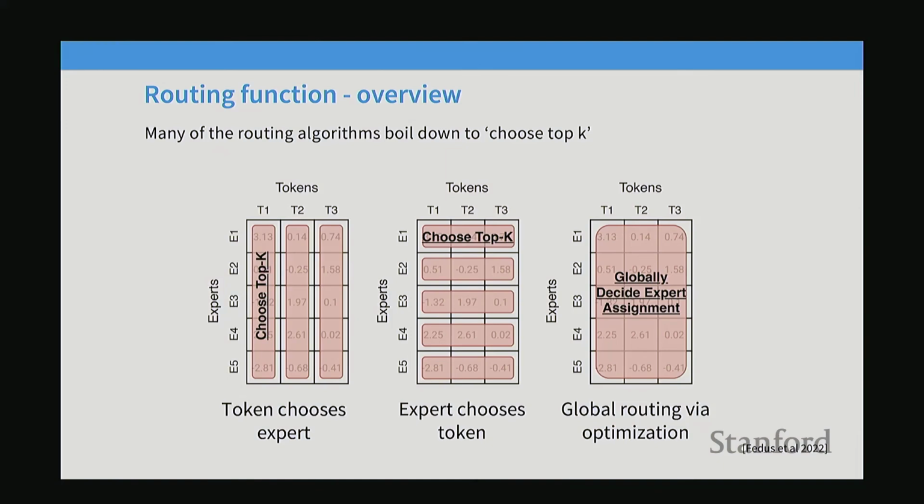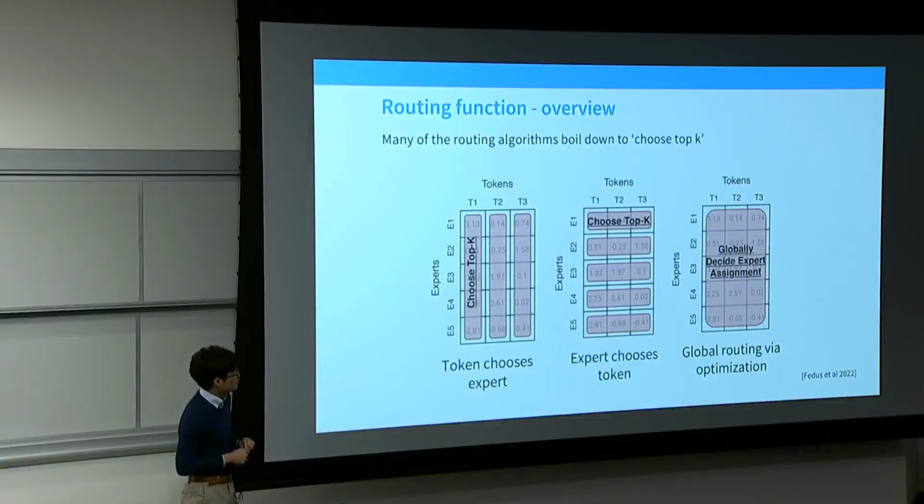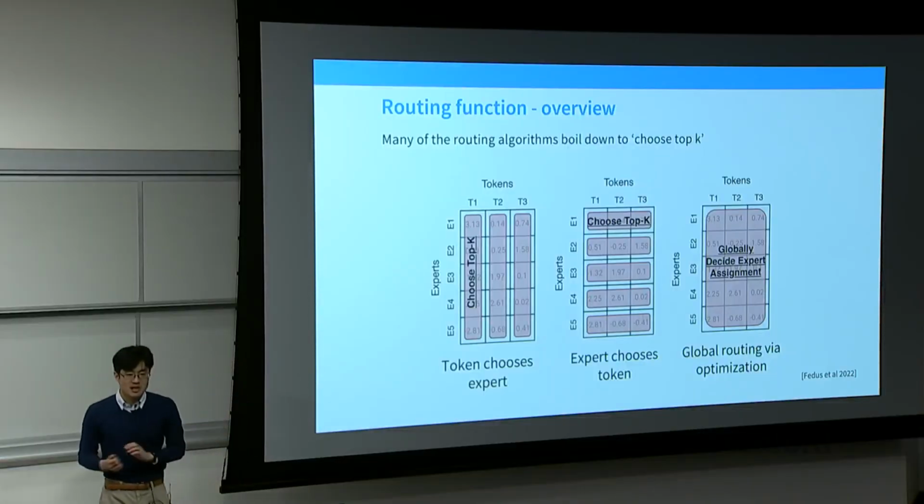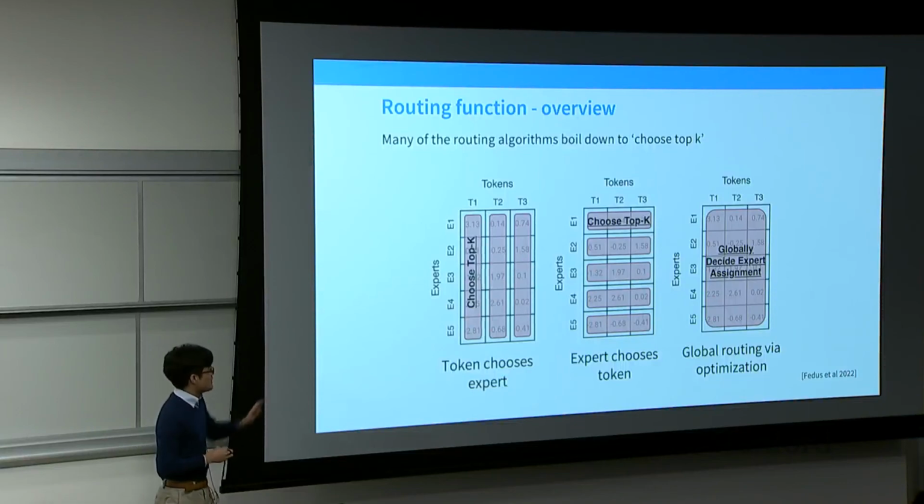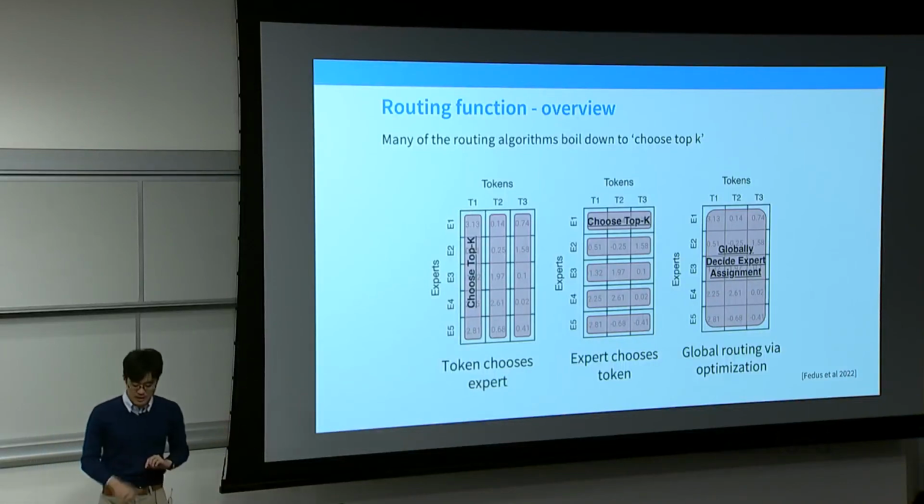This has a really nice benefit of being balanced over experts. And then the last one is you could solve some sort of complicated optimization problem to make sure that the mapping between experts and tokens is somehow balanced. This is global assignment.